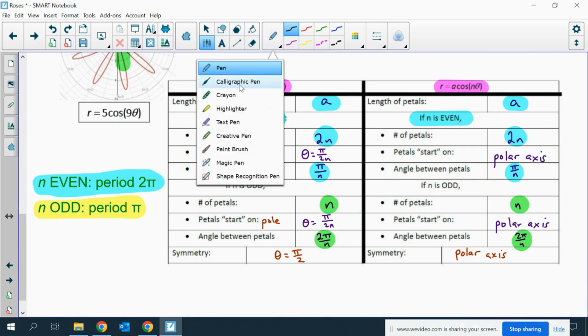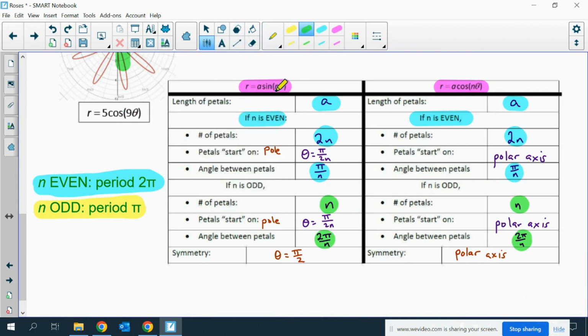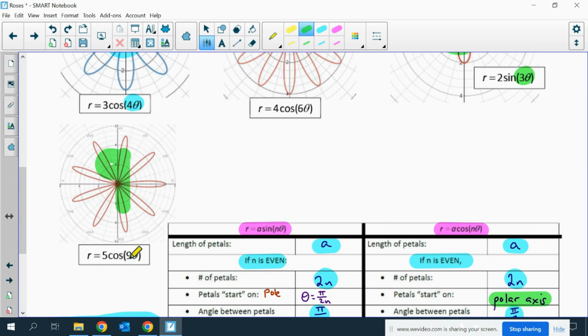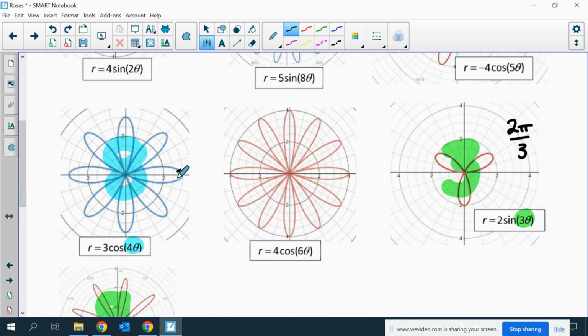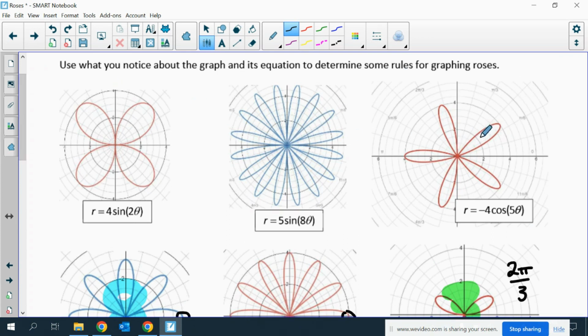Now the parts that are different based on sine and cosine. So if we have a cosine graph, the petals start on the axis. So notice 5 cosine and 9 theta. We have a petal starting on the polar axis. Cosine starting on the polar axis. Now notice this one starts at the negative polar axis because we had a negative.